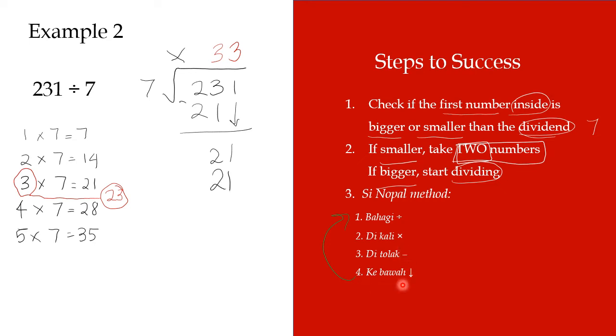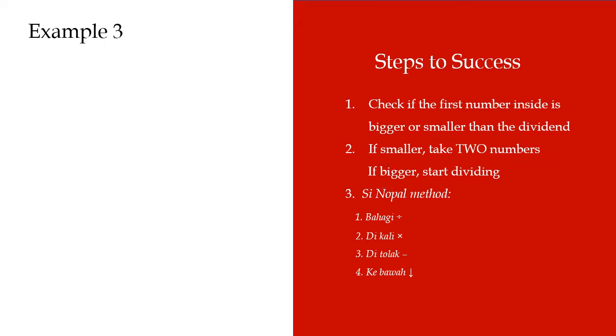And then what is the last step? It's the third step, ditolak. Then you're going to minus these two numbers. So ditolak, ditolak, ditolak nombor ani. So you can minus. What is 21 minus 21? 0. So there you go. You can stop right there because there are no more numbers for you to bring down. And the remainder is 0. So the answer is 33.